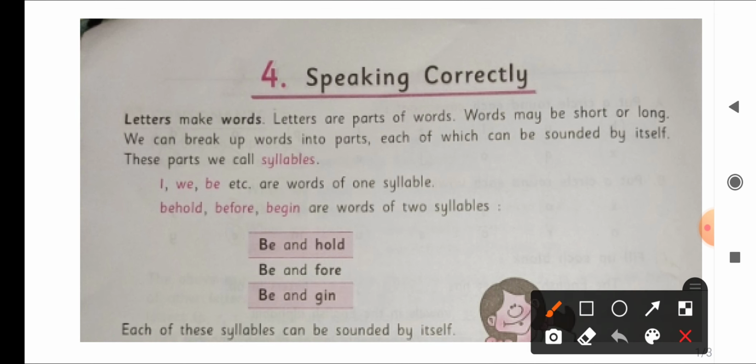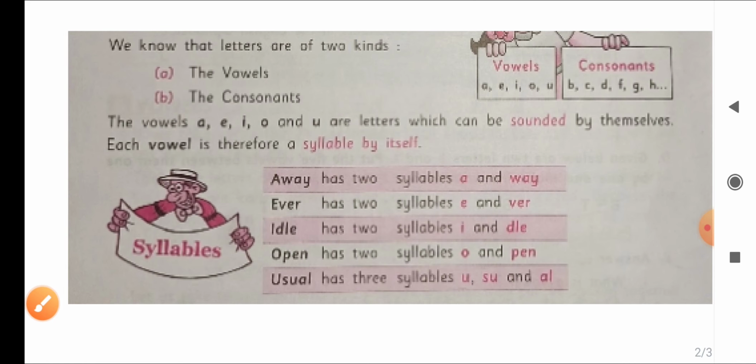Okay, why are we saying that? Because B can have the sound of its own. Hold can have the sound of its own, isn't it? But when we speak behold, it has two separate sounds. One is of B and the other is of hold. Together it makes a word. Okay, let's move further.